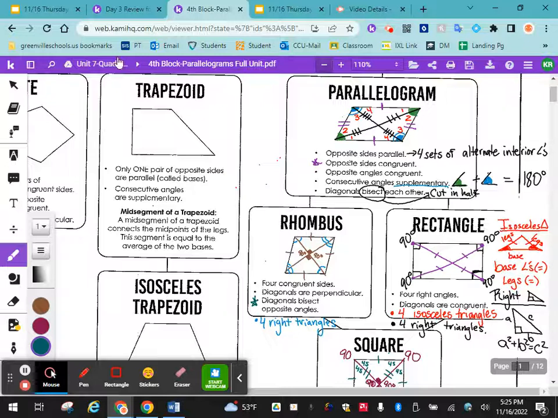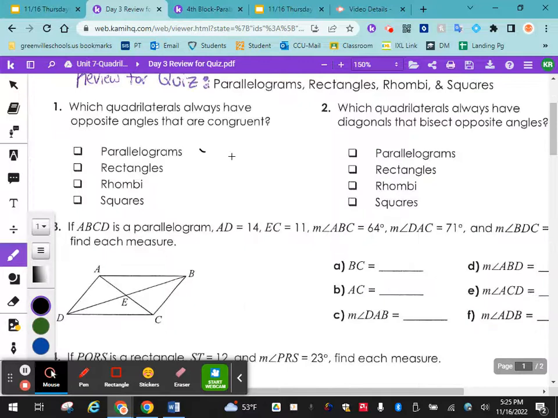So it says which quadrilateral has opposite angles that are congruent. That's this one, right? Parallelogram. So opposite angles that are congruent are parallelograms. Well, everything under a parallelogram is a parallelogram. A rectangle is a parallelogram, a rhombus is a parallelogram, and a square is a parallelogram. So all of them have opposite angles that are congruent.